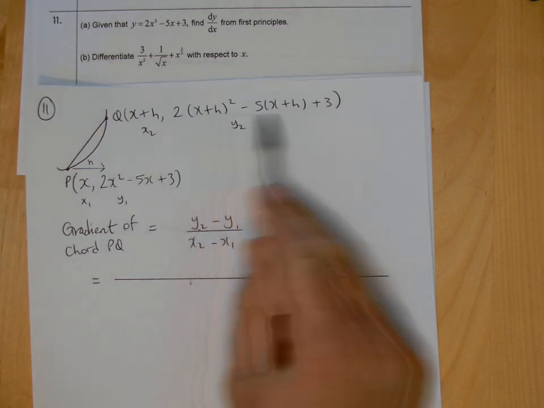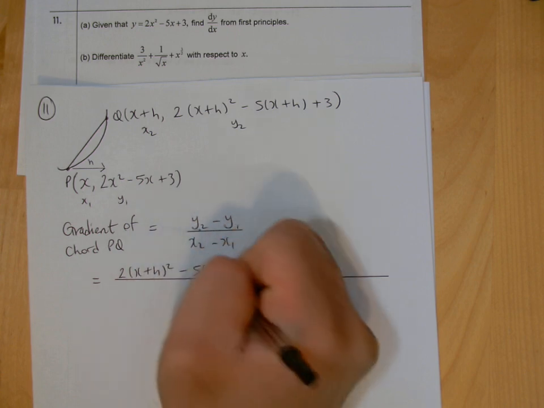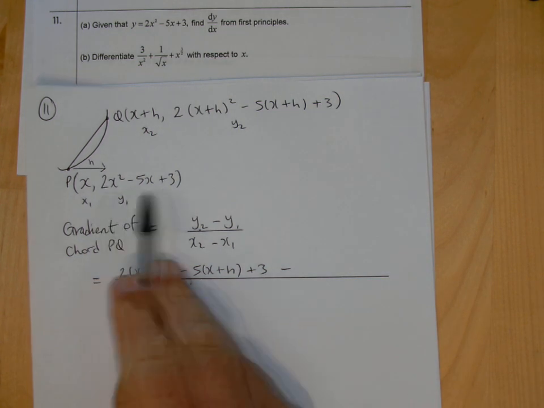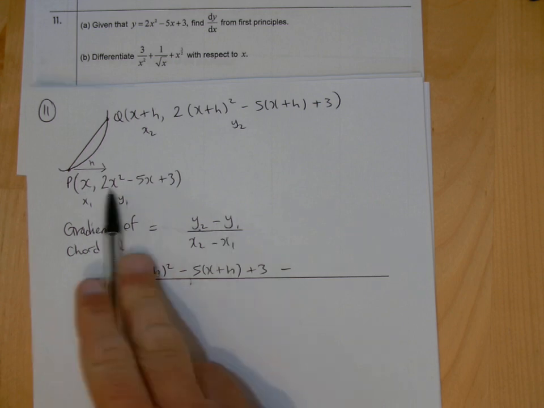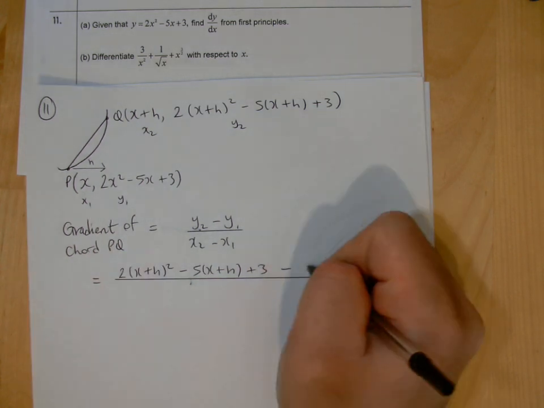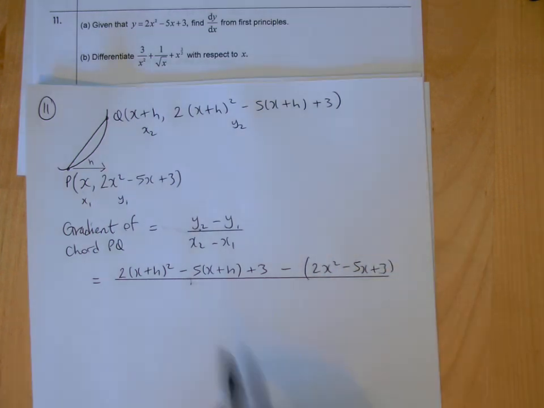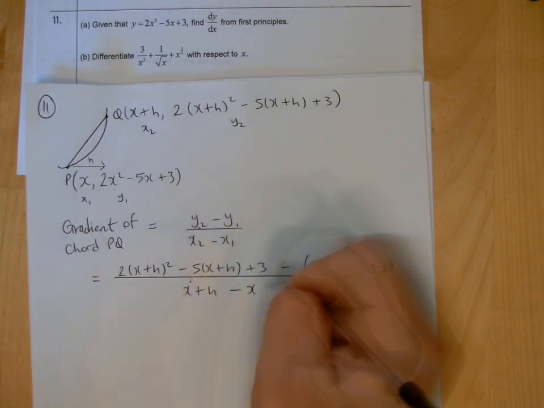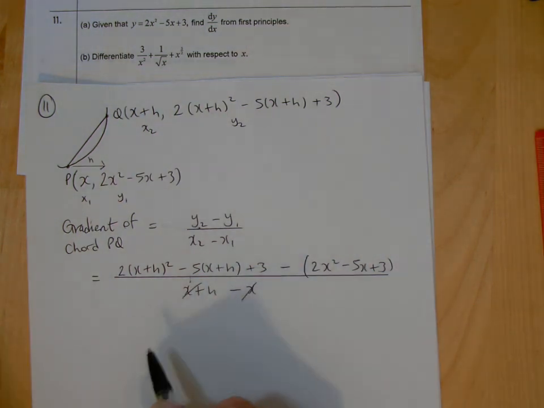So my y2 is all of this, okay? And then my y1 is all of that. So I've got to take away this. Now, because I've got to take away, as it says here, minus y1, I've got to take away all of this. Remember that I'm taking away all, so the minus will apply to all of this. So please put it in a bracket, okay? Just to remind you that the minus will apply to every term here. On the bottom then, x2, which is x plus h, take away then x1, which is x. The x's will cancel, okay? The x's will cancel, and you're just left with h.